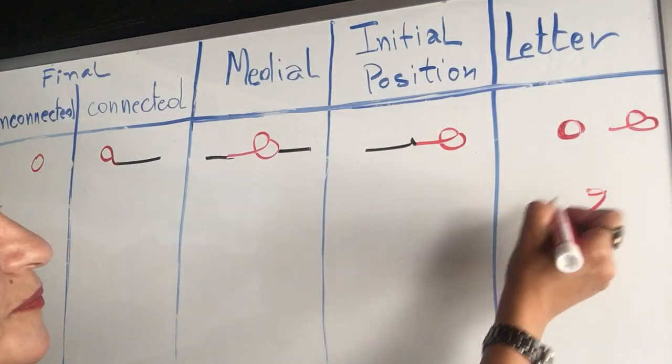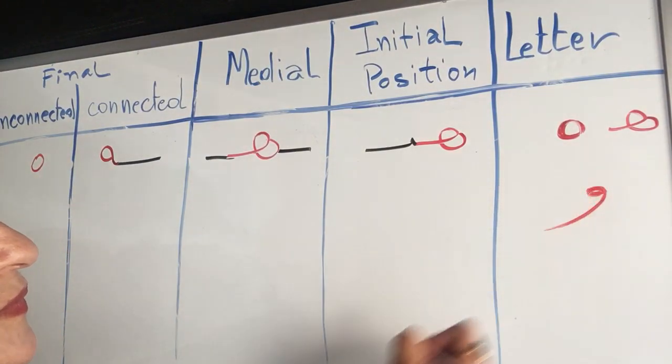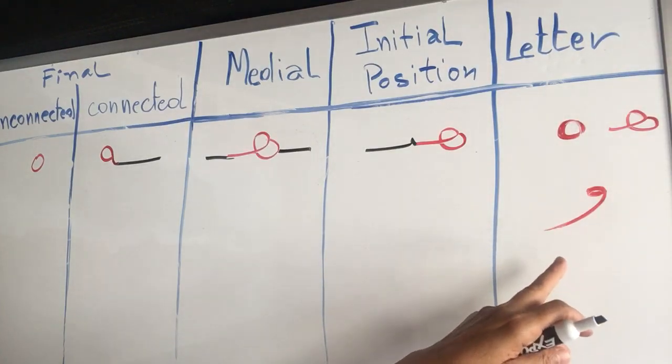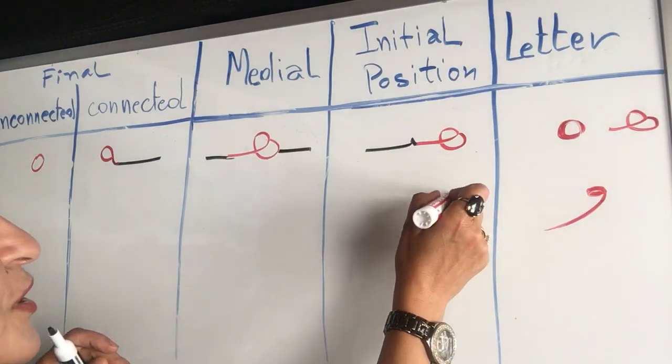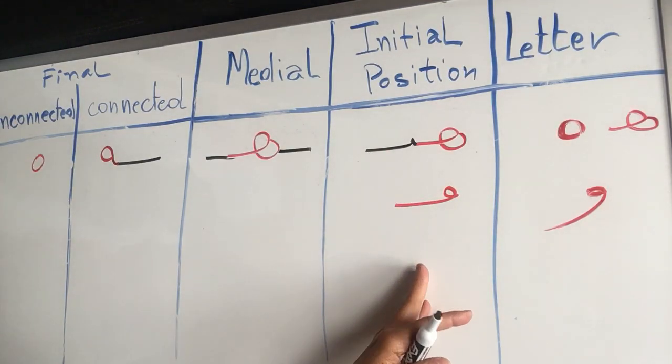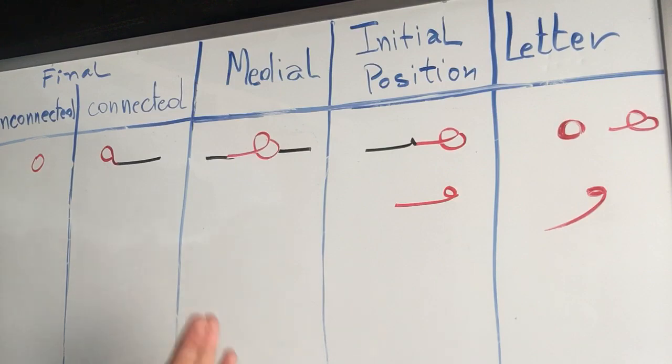This is wa. Wa. Look at the shape of wa. There is no way on earth I'm gonna do it like this to be connected. So this is a one-way connector. Okay, so I'm gonna give you at the end the list of the one-way connectors.